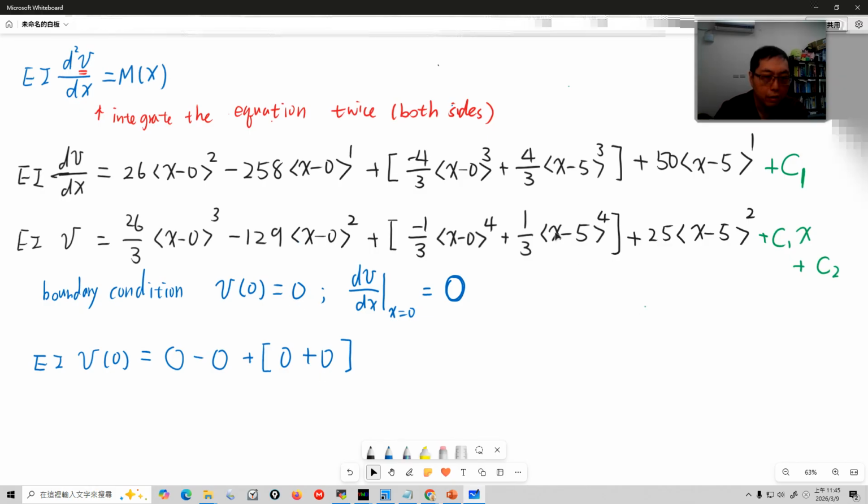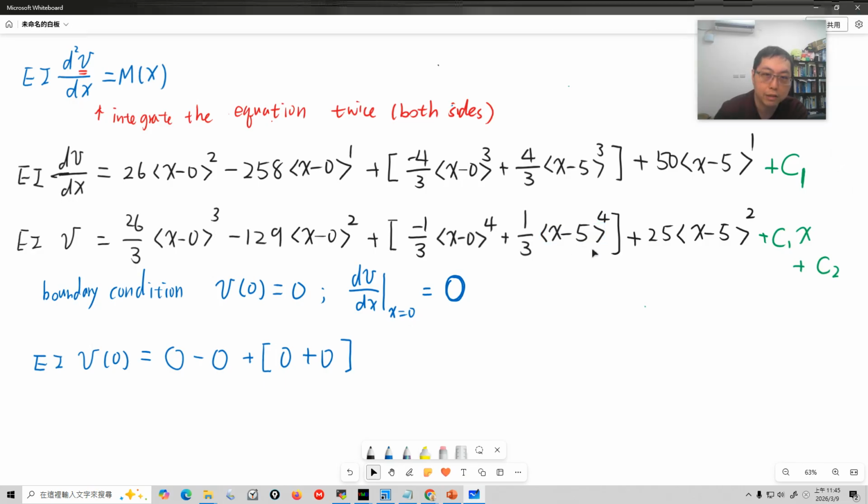Here is 0 minus 5, but if this bracket is less than 0, that means the whole function is 0, right? So this is also 0. Here, if you put x equal to 0 in there, 0 minus 5 is less than 0, so the whole function is equal to 0. So it's plus 0 and plus C1 times 0 plus C2. So you will get very easily C2 equal to 0.